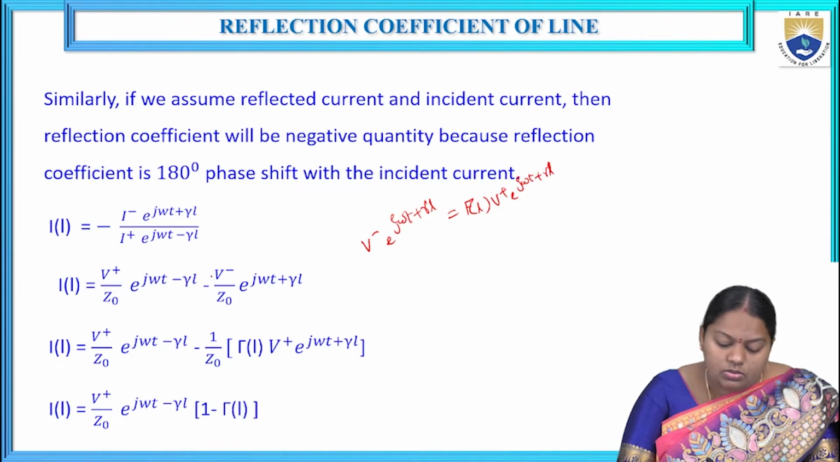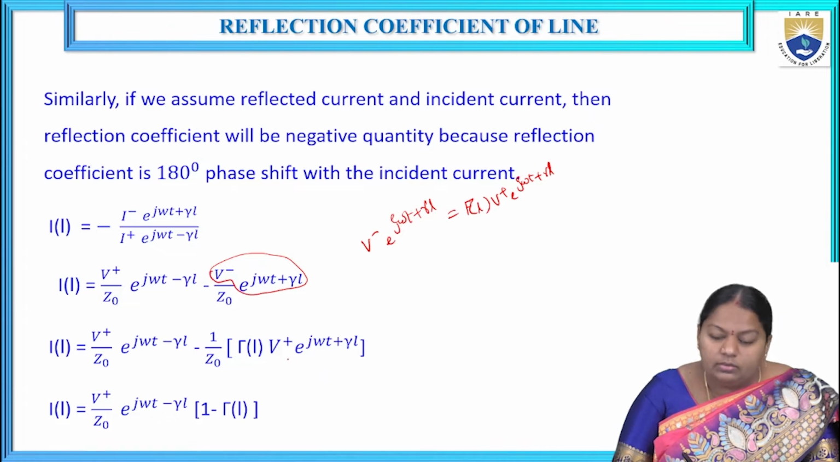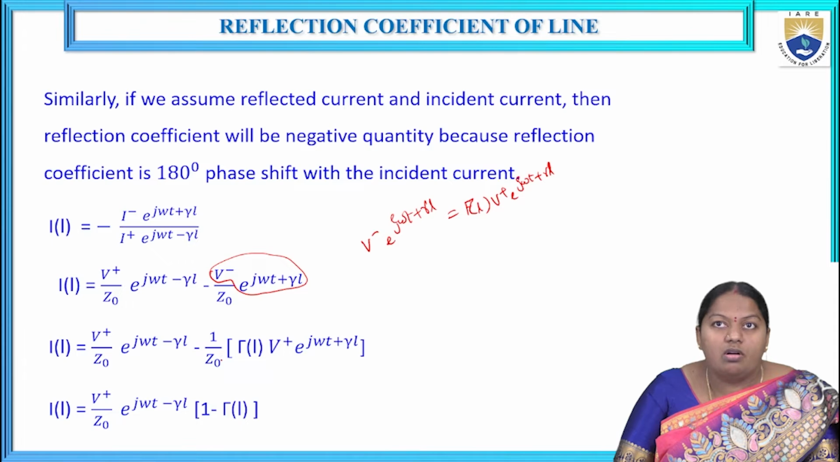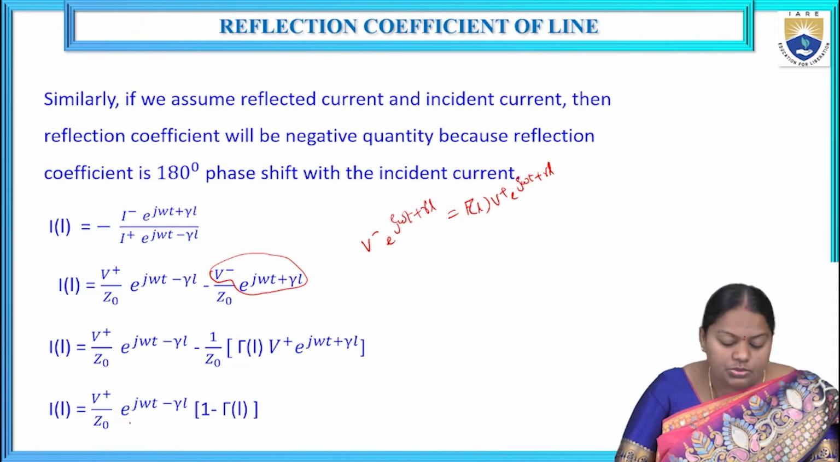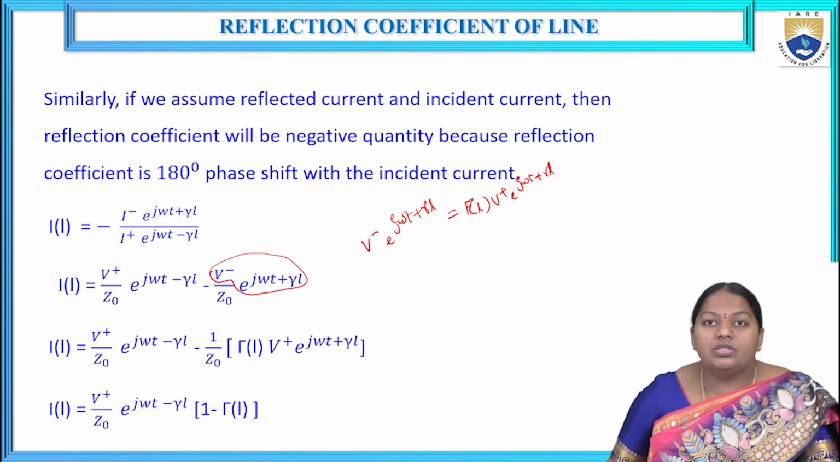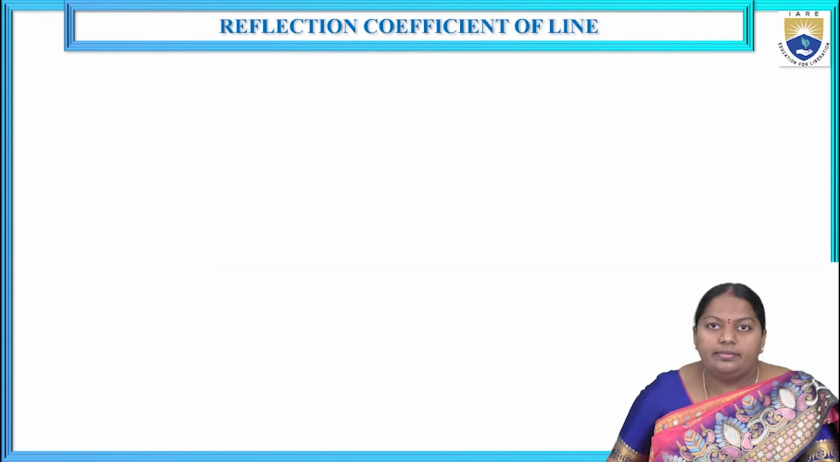So now replace these two terms by this term. Then gamma of L, V plus e power j omega t plus gamma L. Now in both the terms V plus is common, and in the denominator Z0 is also common, hence V plus by Z0 into e power j omega t minus gamma L. If you take V plus by Z0 e power j omega t minus gamma L as common, then the two terms are obtained as 1 minus gamma of L. Okay, where gamma is the notation for the reflection coefficient of a transmission line.